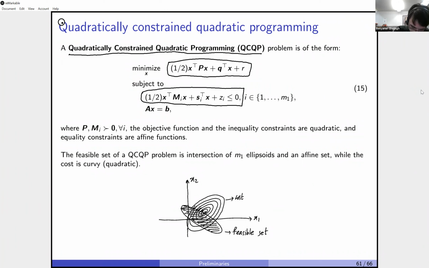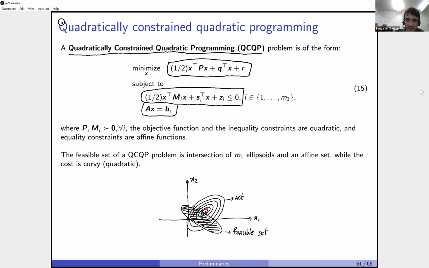It means that if you have an algorithm which can solve quadratic programming, it can definitely solve linear programming too, but not vice versa. When you have a method just for linear programming, it might not be able to solve quadratic programming. So in this QCQP, the objective function is quadratic. All of the inequality constraints are quadratic, and the equality constraint is affine.